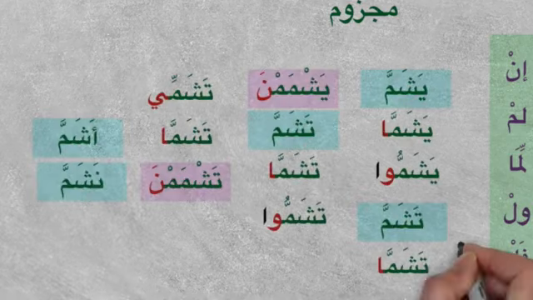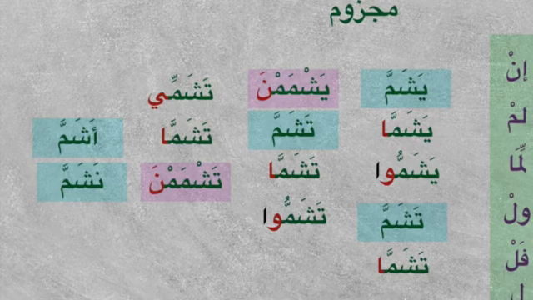We have to see how we make majzoom. Majzoom and mansoob are made only in mudari'. So I'm going to bring the mudari' and understand how we make muda'af majzoom. We know lam, lamma, wa lam, and the lam of command are the particles which make a fi'l majzoom. Whenever these come in front of the fi'l of muda'af, how does this majzoom muda'af fi'l look? Let's have a look. We just saw that when the idgham is kept, it will have a fatha in the majzoom. So we know it is majzoom: yashamma, yashamma.